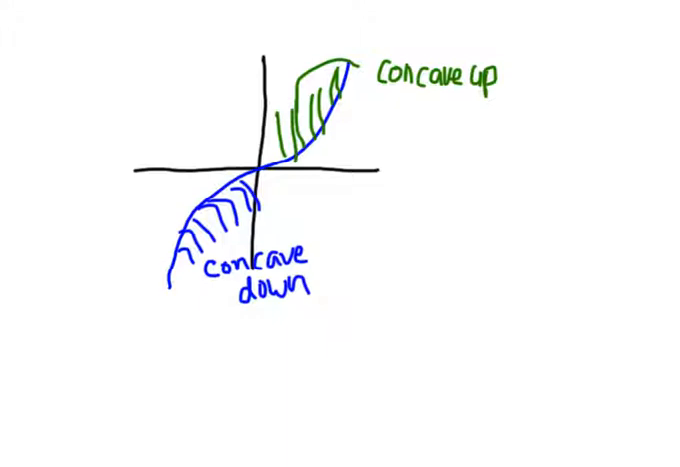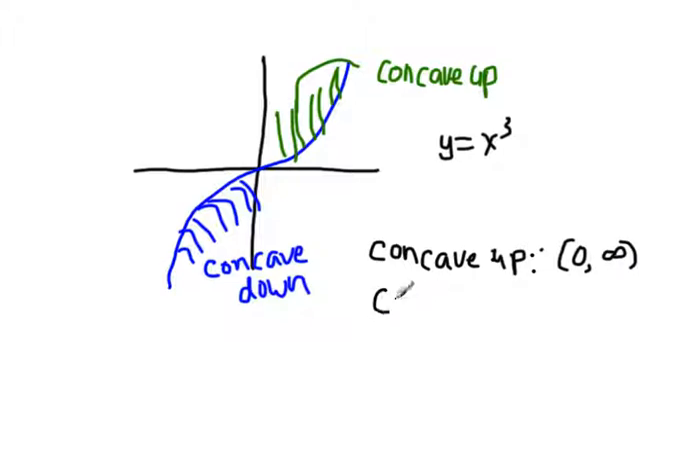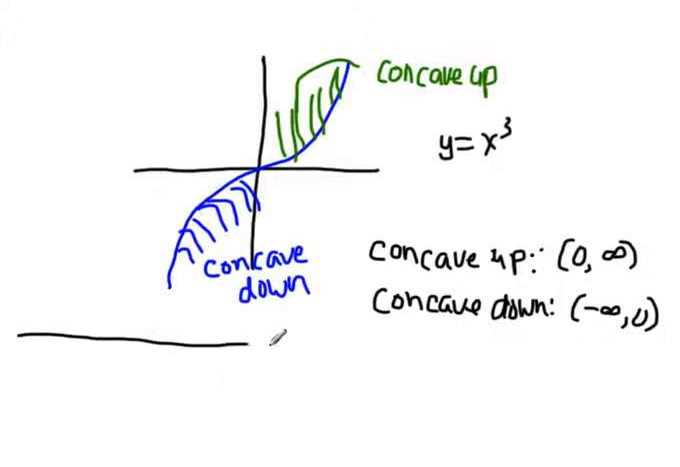If I were to say, where's the figure concave up for this cubic function, the graph y equals x cubed, I'd say it's concave up from 0 to infinity, and then it's concave down from negative infinity to 0. We do need an exact definition of concavity. This intuition is fine, but here's the definition that we're going to work with.